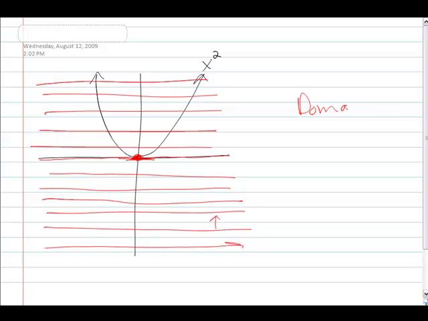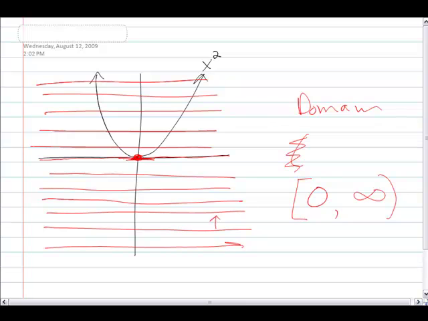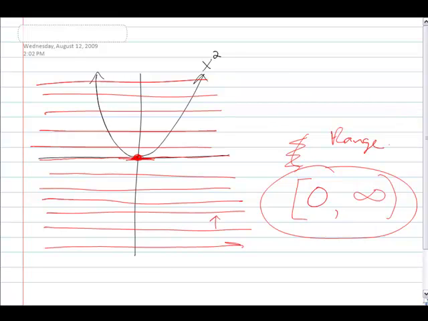So the range here is going to be from 0 to positive infinity. Now anytime we have infinity, we write parentheses. But now we're including the 0, so we're going to use a bracket. So this is the range. The range is the horizontal line, the domain is the vertical line. The range here is from 0 to infinity. We just did the domain previously.